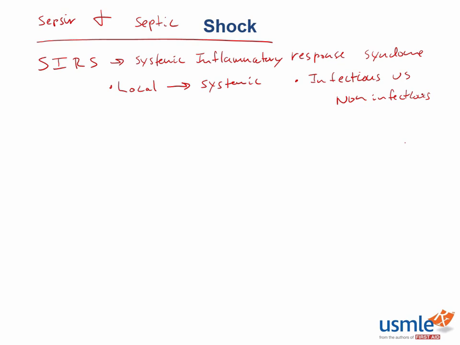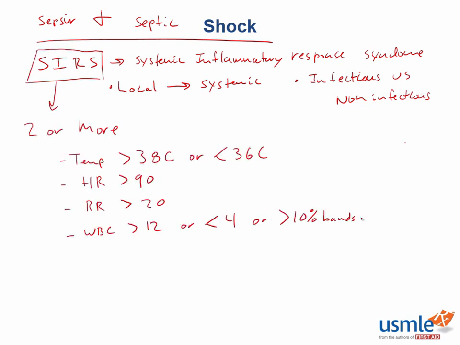To be diagnosed with SIRS, you need 2 or more of the following. So you either need a fever with a temperature greater than 38 degrees Celsius, or you need to be hypothermic with a temperature less than 36 degrees Celsius, or you need to be tachycardic with a heart rate greater than 90, or tachypneic with a respiratory rate greater than 20, or you need to have a leukocytosis greater than 12, or a leukopenia with a white blood cell count less than 4, or a bandemia with greater than 10% bands. Now each of these is its own group, and you need 2 of the 4 to be diagnosed with SIRS.